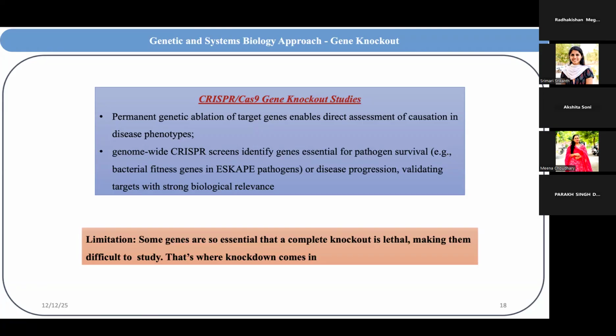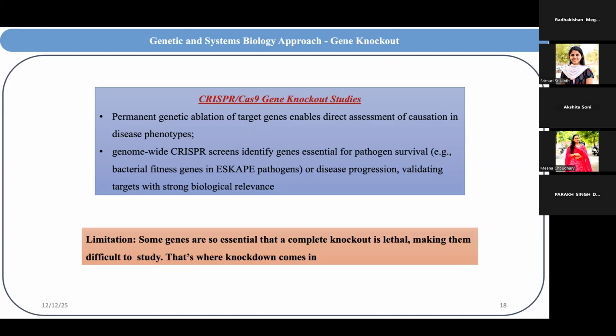So let's start with CRISPR-Cas9. This has now revolutionized target validation. CRISPR allows us to make permanent genetic changes in DNA, like cutting one gene from the genome. This is different from chemical inhibition, where the target is still present but inactive. Here, the entire gene is gone.